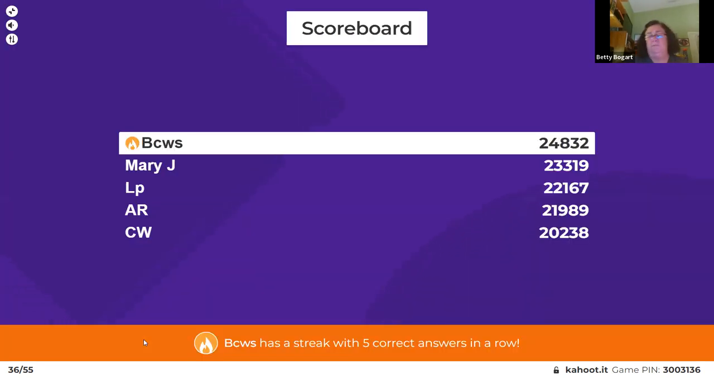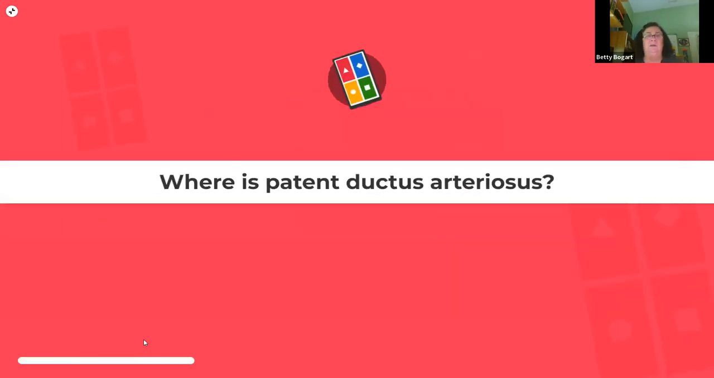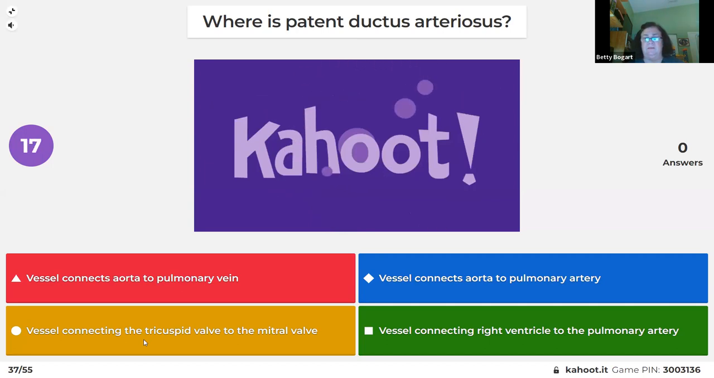How do we know that duct is closed? Murmur's gone, right? And the pulse pressure now is not so wide, it comes back to normal. Blood pressure back to normal. Where is the patent ductus arteriosus? What does it connect?